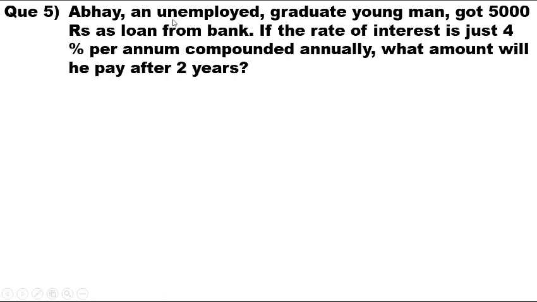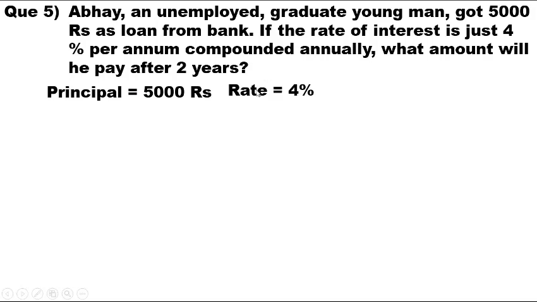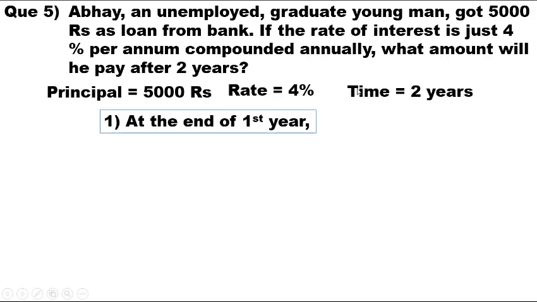Question 5. Abhay, an unemployed young graduate, got a 5000 rupees loan from the bank. If the rate of interest is 4% per annum compounded annually, what amount will he pay after 2 years? Principal is equal to 5000 rupees, rate is equal to 4%, time is equal to 2 years.